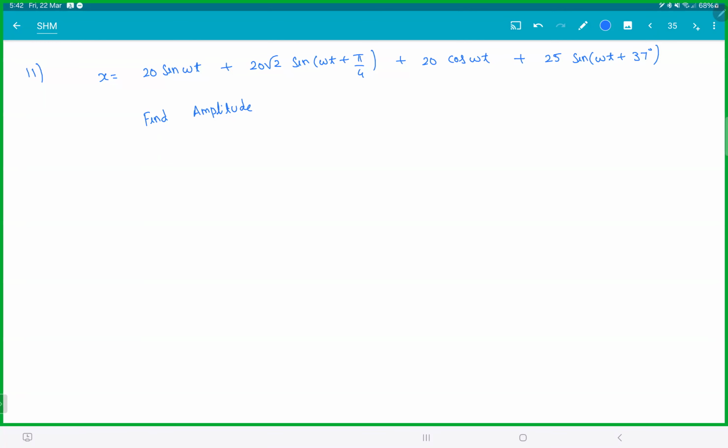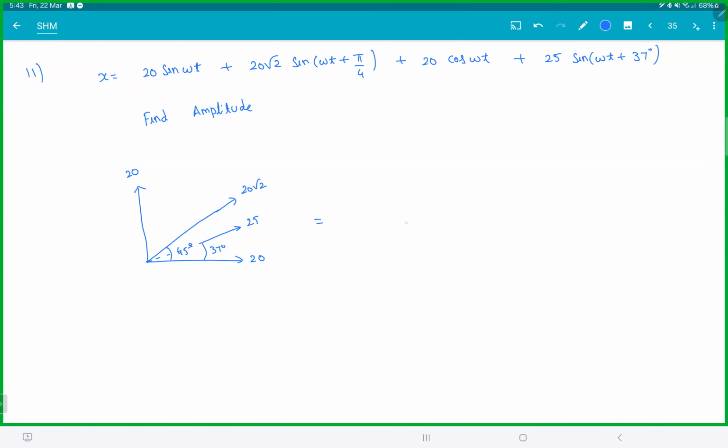So let's treat them as vectors. First thing is 20. Next thing, 20 root 2. This makes an angle of 45. Then we have 20 cos omega t. That is 20, 90 degrees. That is one more 20. And another is 25, 37 degrees. So basically 4 vectors.